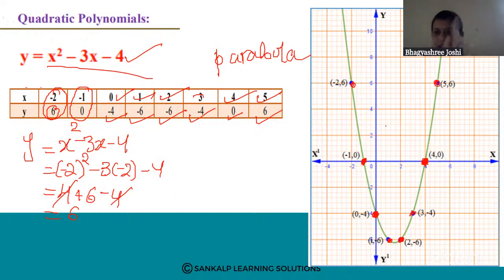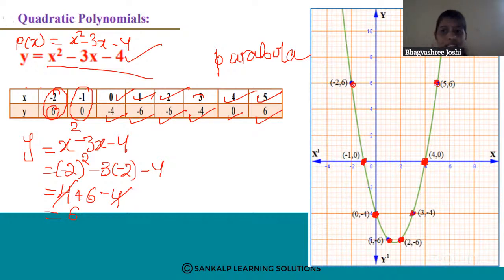So if you look at the graph, the number of times it touches the x-axis, that many times is the zero of that polynomial. 2 times, 2 zeros. So let us observe the table carefully. y is equal to x square minus 3x minus 4. That means y is the polynomial. So y is p of x here. P of x is equal to x square minus 3x minus 4. Y is the polynomial, means y is equal to p of x.